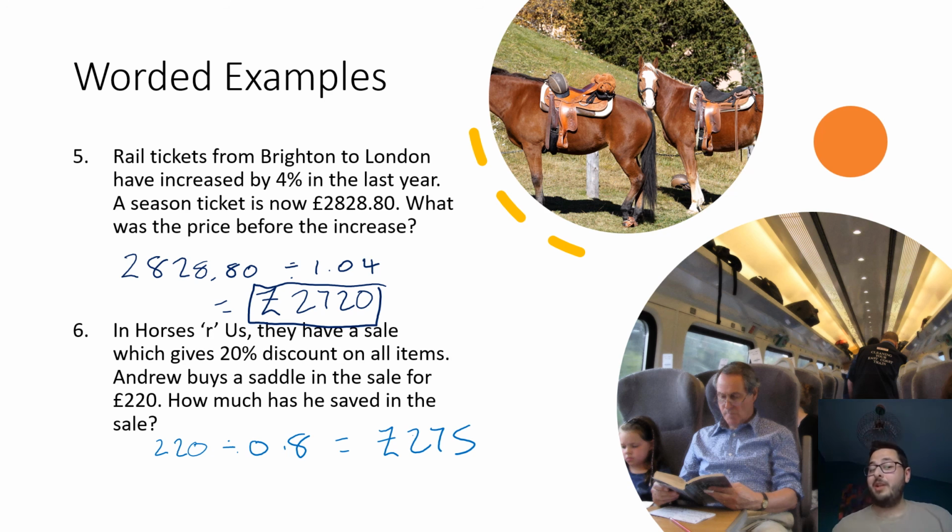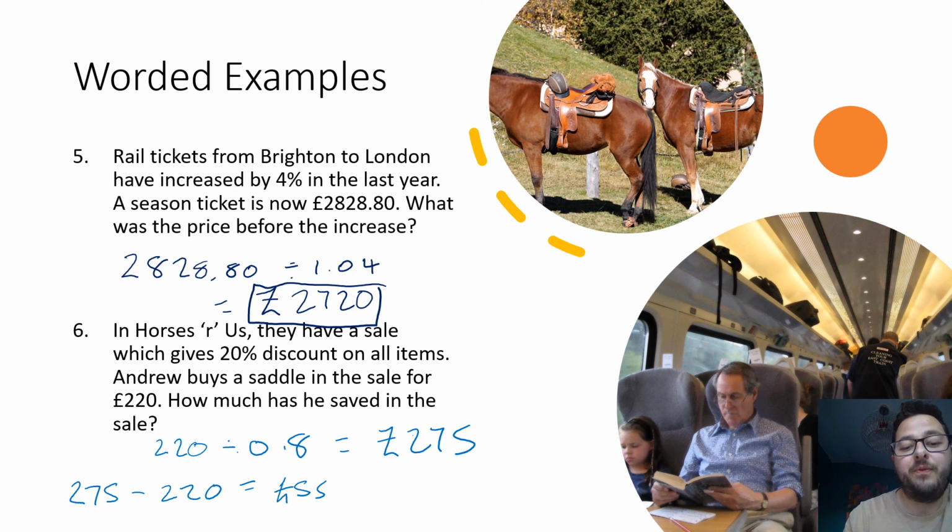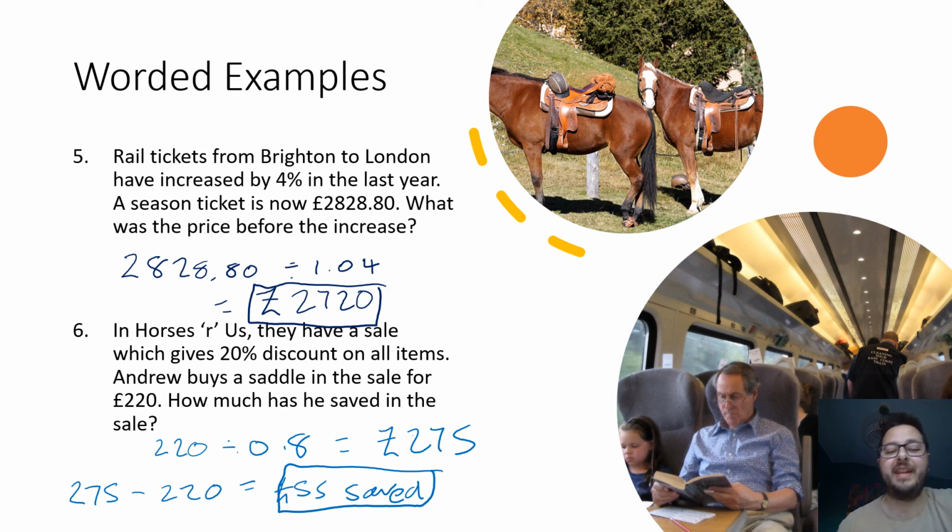Now that's not what the question's asked, is it? The question asks how much has he saved in the sale? Well, that is going to be 275 minus 220, which gives us £55. So £55 saved. Just be careful reading the question fully. It's not asking you what the original amount is, it's asking you how much has Andrew saved.